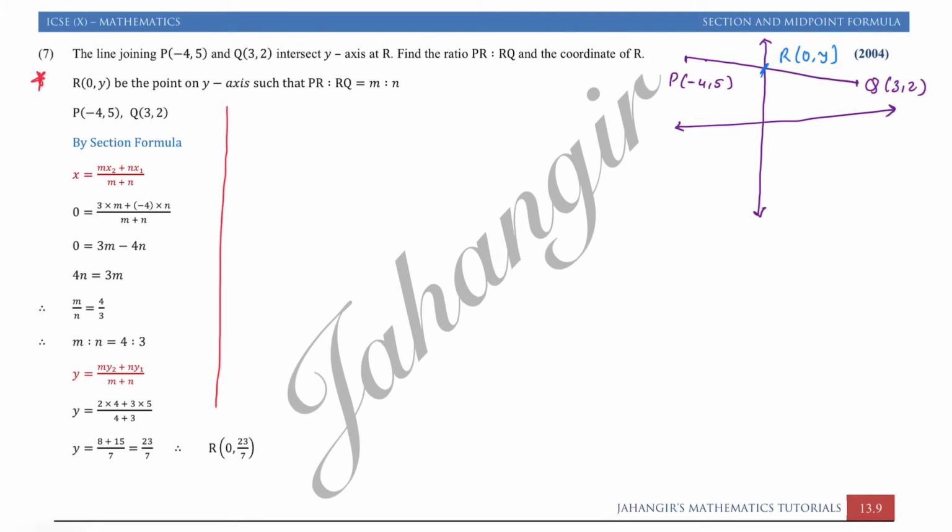Find the ratio PR is to RQ, that is m is to n. And then find the coordinate of R. It's a simple question. So first you have to write: let R (0, y) be the point on the y-axis such that PR is to RQ is equal to m is to n. This statement you have to write. So I can take the section formula.